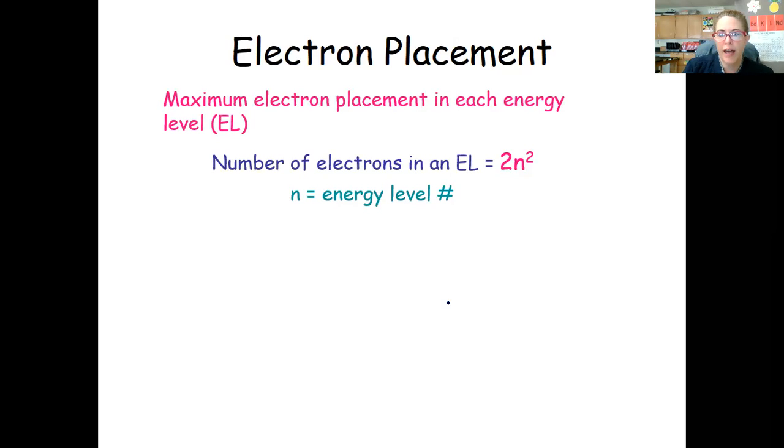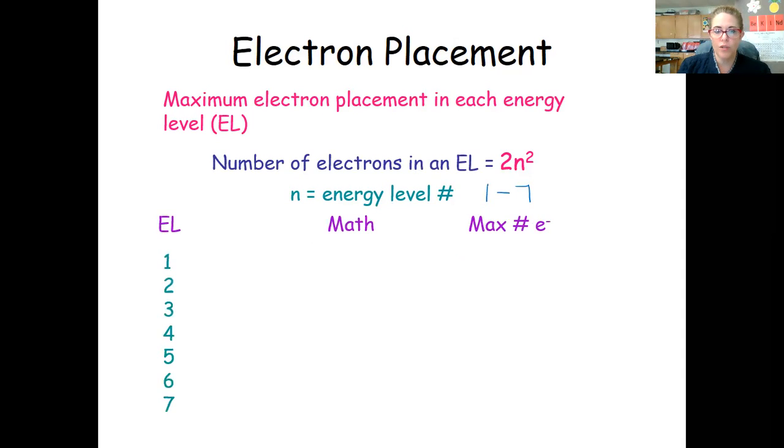Right? So we have energy levels 1 through 7. Remember, electrons are likely to be found in the region called an orbital, which is inside the energy levels. So now let's figure out how many electrons each level can hold, because this is important for you to know. You're either going to memorize 2n squared, or you're going to memorize the numbers. It's kind of like a locker combination.